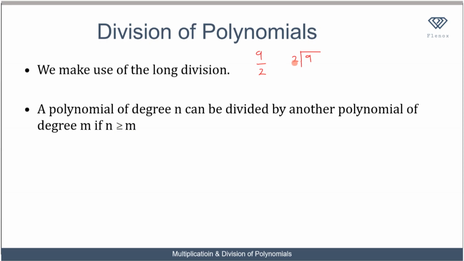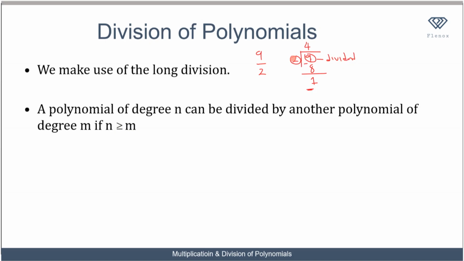So I know that 2 in 9 is what? 4. Then 4 times 2 is what? 8. So I subtract it, and what do I have? I have 1. So what does this tell me? It tells me that this 9, in this case, is called my what? It's called my dividend.